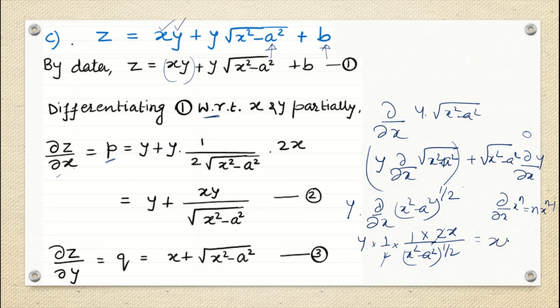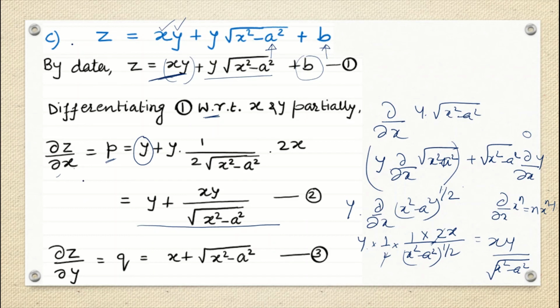xy divided by (x² − a²) to the power half, or under root x² − a². And then one y was already present, correct? So this term y was present, this term we have got, and this will become 0. So finally we got ∂z/∂x is this much. Okay, now what is my ∂z/∂y?